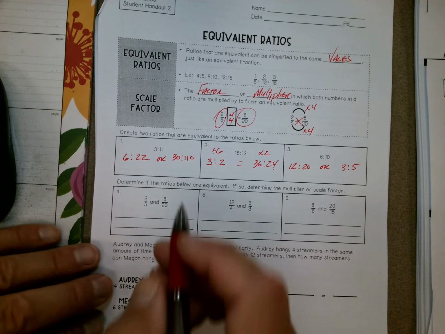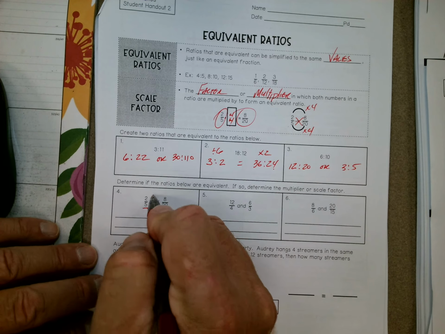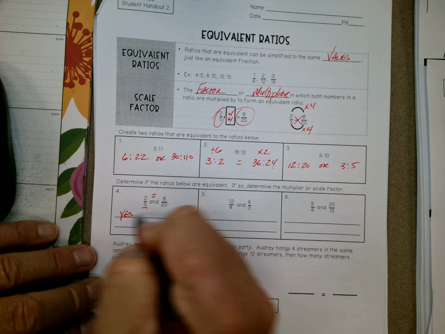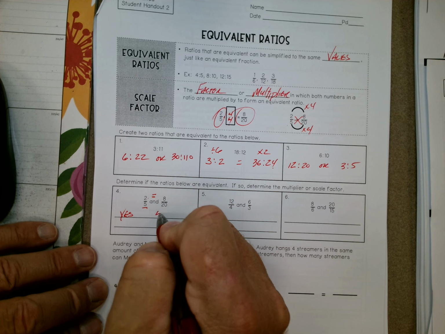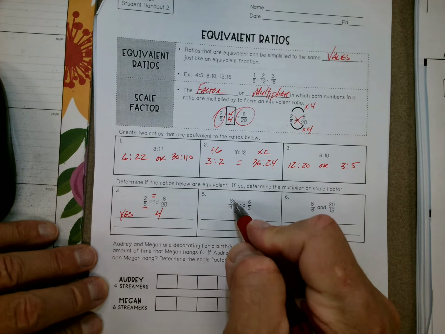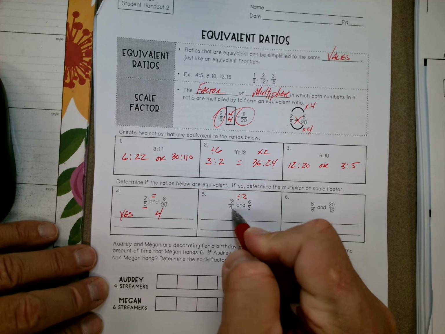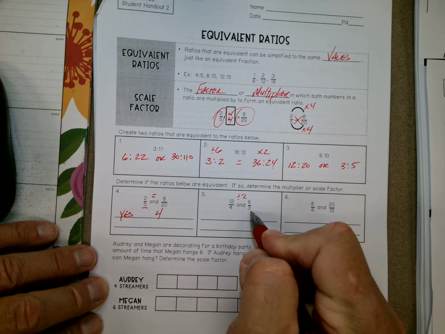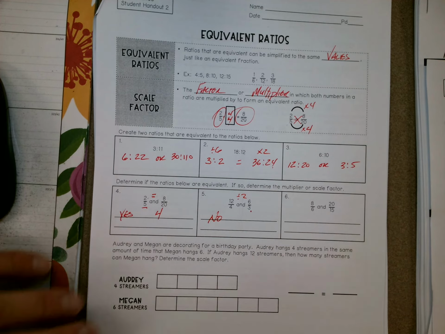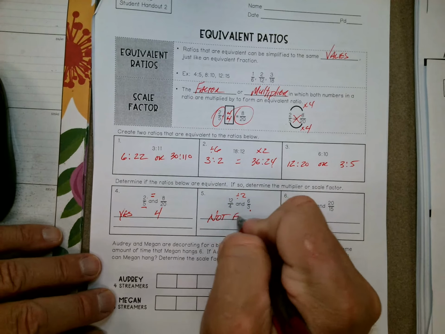Is this equal to that? Times 4, times 4, yes, and the multiplier is 4. Now, to get from 12 to 6, I divided it by 2. But 4 divided by 2 is 2, not 3. So no, they are not equal.